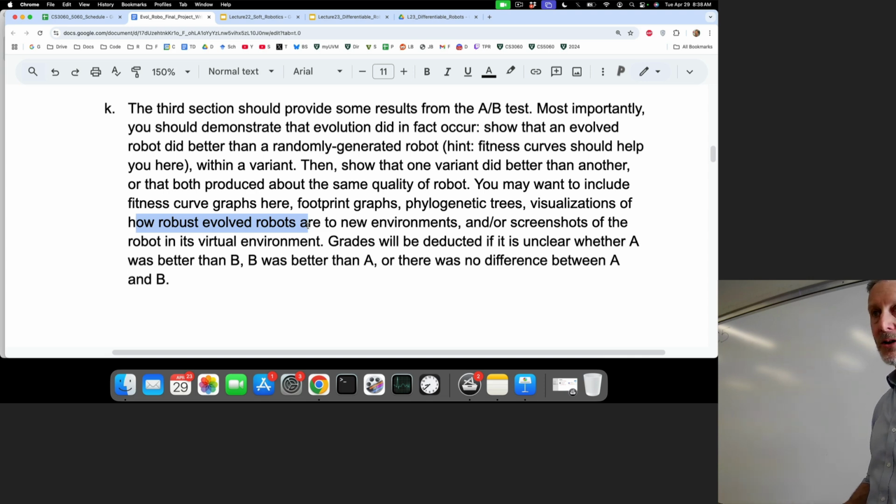This is all optional, but the more visual data, the more visualizations you can provide to us, the more confident we're going to be, and hopefully you are as well, that evolution did something and A is better than B, B is better than A, or there's clearly no difference between them. Grades will be docked if it's unclear which of these three cases happened.